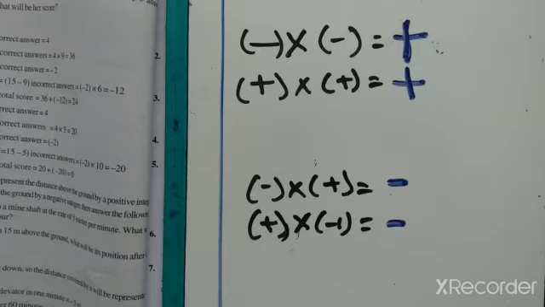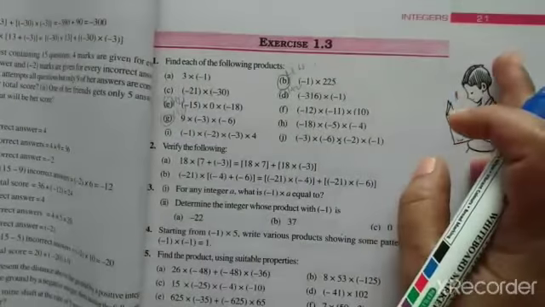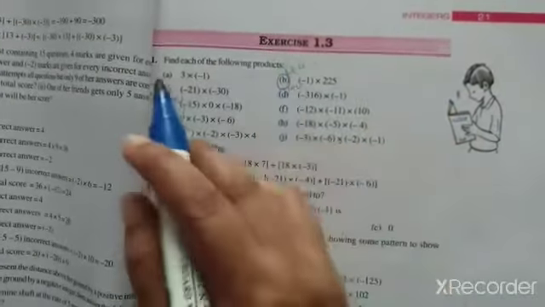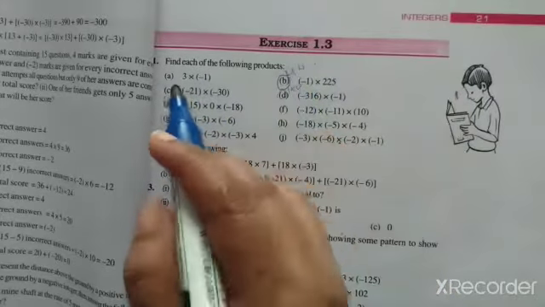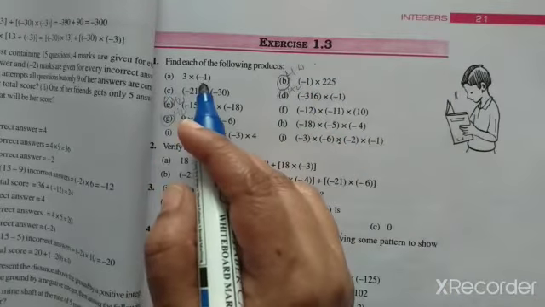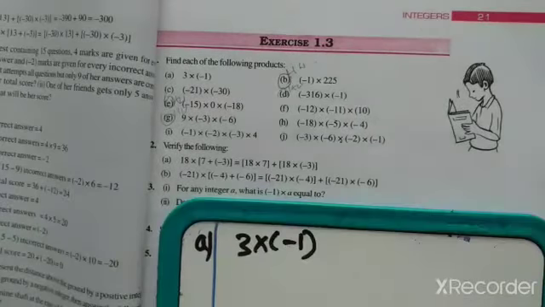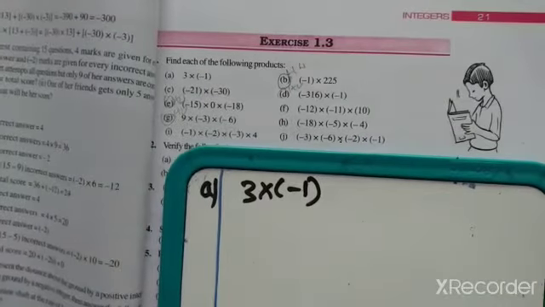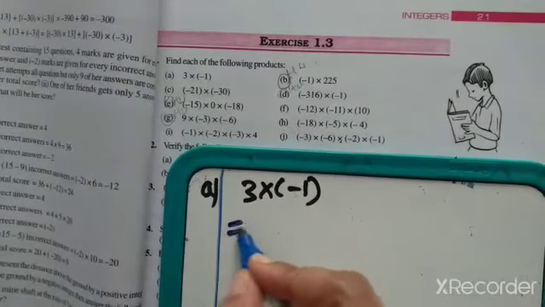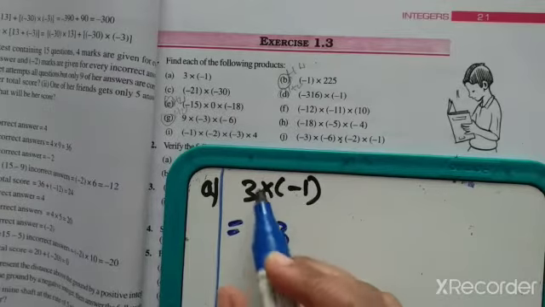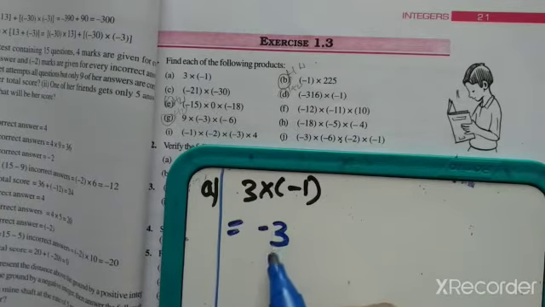Now here, page number 21 in my textbook. Exercise 1.3. Find each of the following products. First question (a): 3 into minus 1. What is the answer, children? 3 into minus 1. Into means multiplication. 3 ones are 3. The symbol is plus into minus, which means minus.